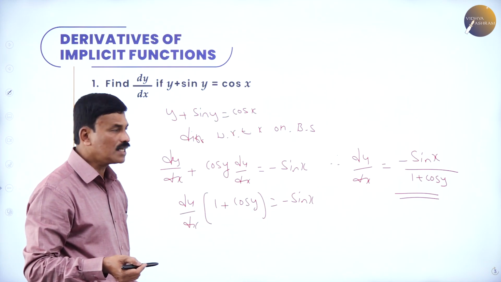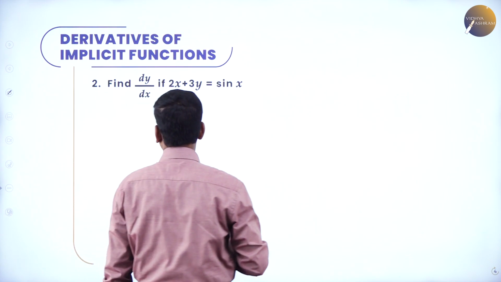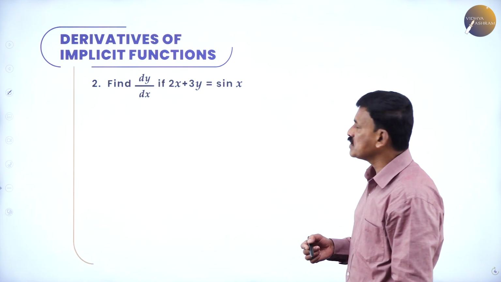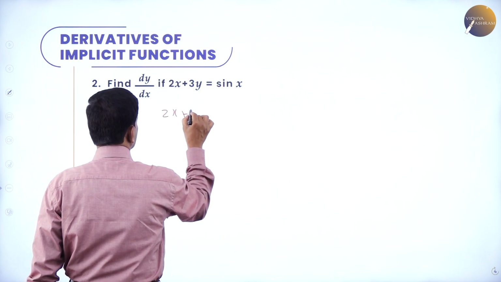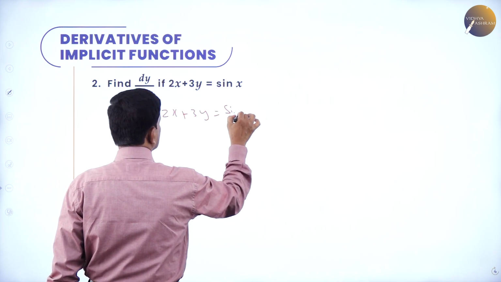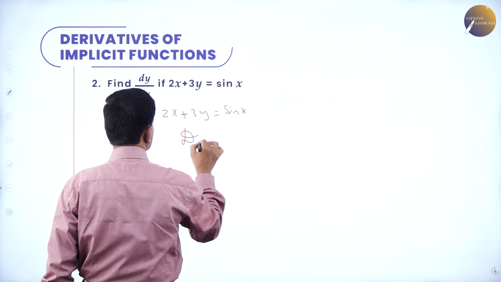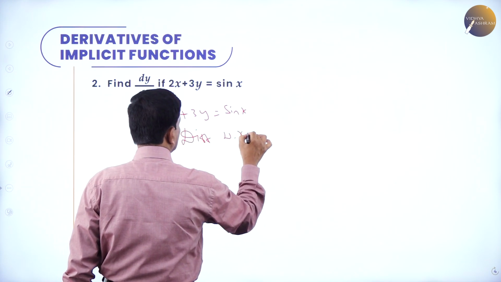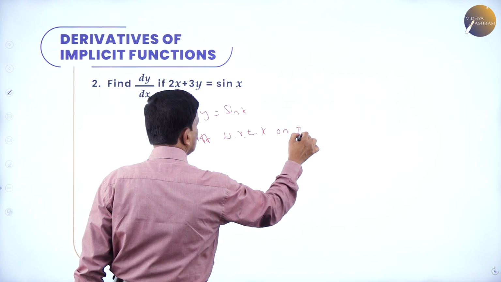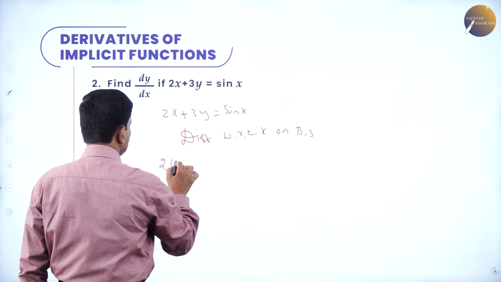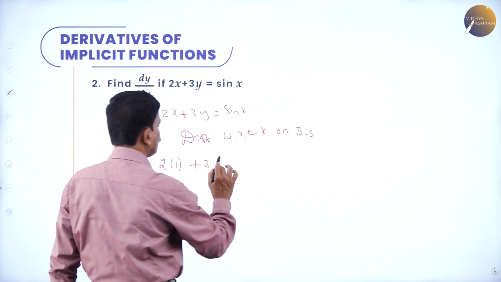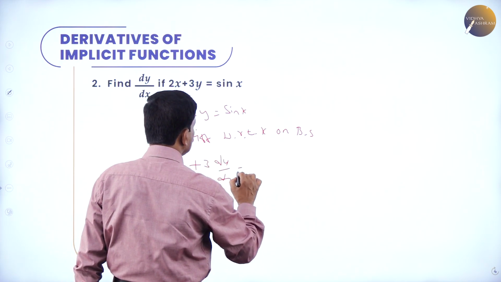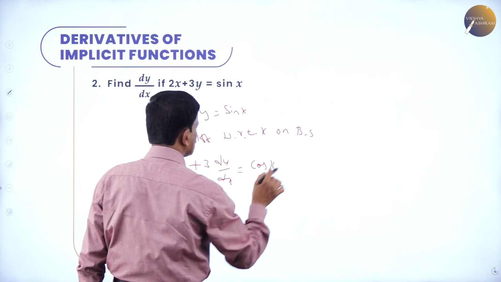Now move on to the similar type problem. Find dy by dx if 2x plus 3y is equal to sin x. What is given? 2x plus 3y is equal to sin x. Differentiating with respect to x on both sides. 2 into differentiation of x is 1 plus 3 into differentiation of y is dy by dx is equal to differentiation of sin x is cos x.